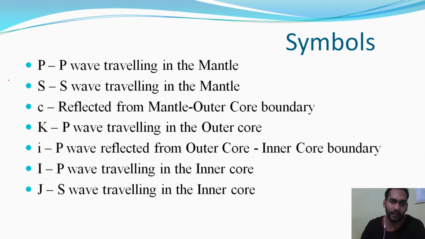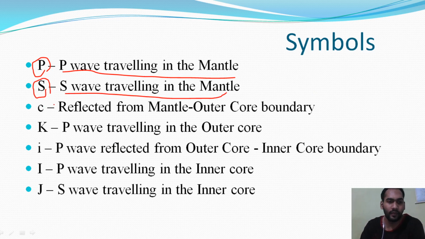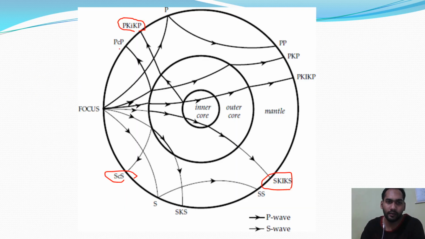Reminding the symbols: you can see what is P. Capital P means it is P wave traveling in the mantle. What is S? It is S wave traveling in the mantle, Earth's mantle. So when it travels in the mantle, it will be named as P or S, capital S.